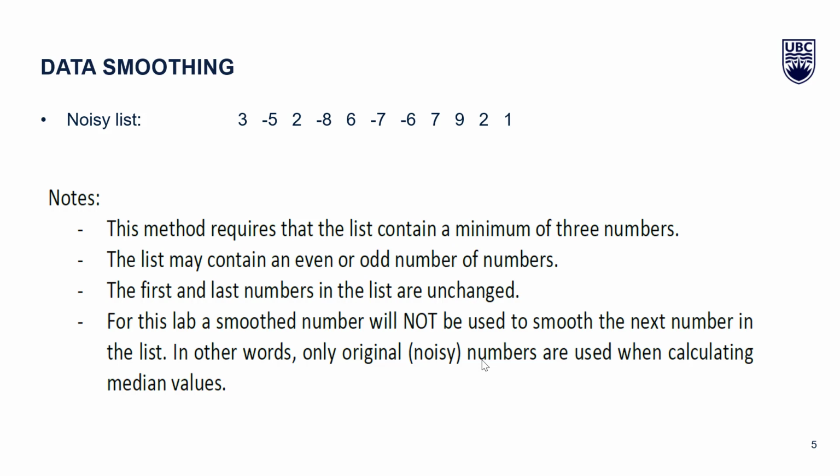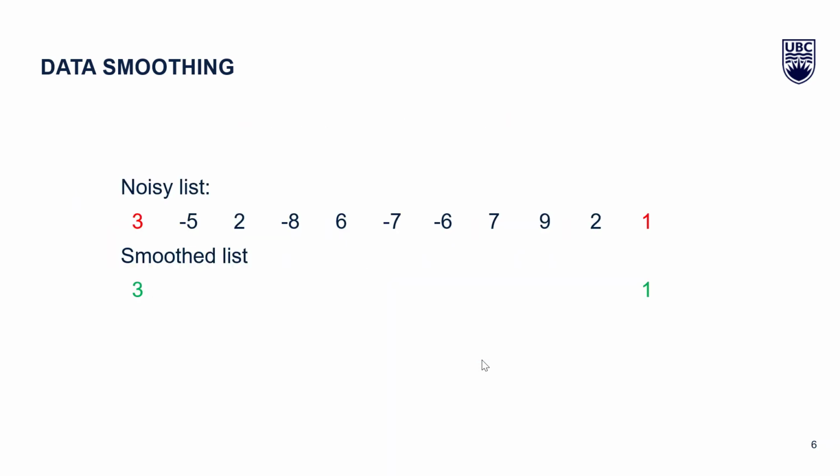The first and the last numbers in the list are unchanged. For this lab, a smoothed number will not be used to smooth the next number in the list. In other words, only original noisy numbers are used when calculating median values. So let's take this example and try to do data smoothing for the noisy list. Here we have 11 elements.